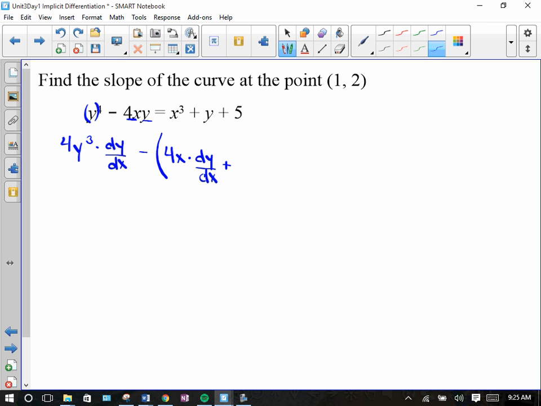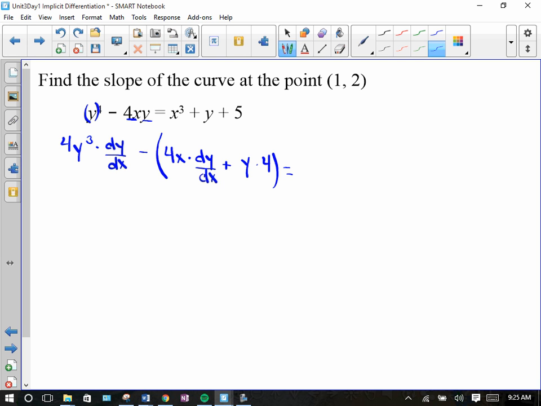Plus v times du. The derivative of u would be what? 4. Okay, good. We'll come back and simplify that later. So that's the derivative of the left-hand side.